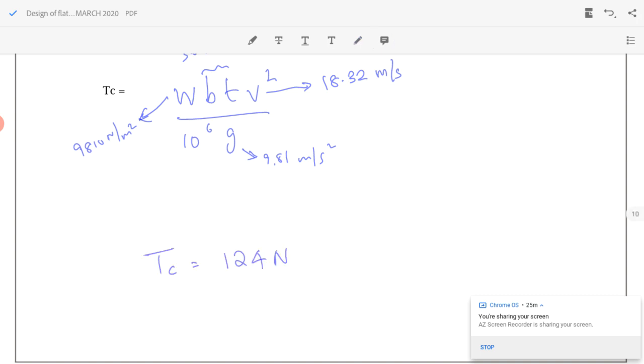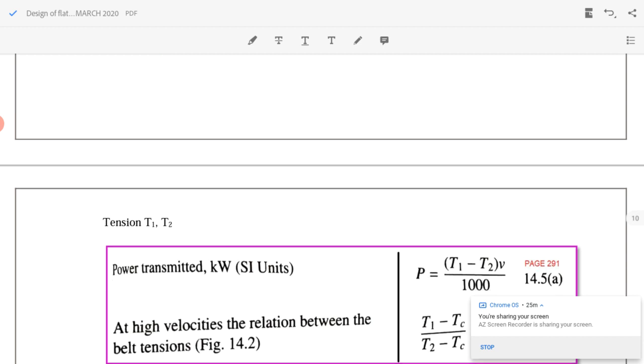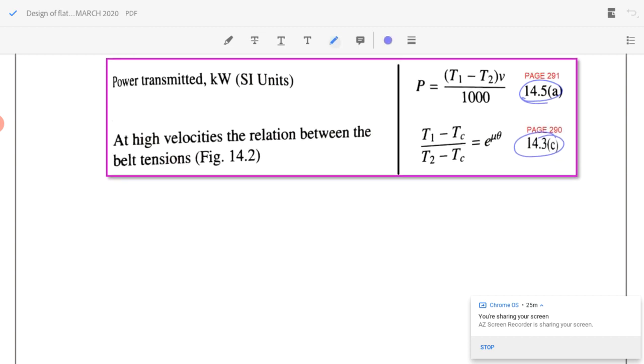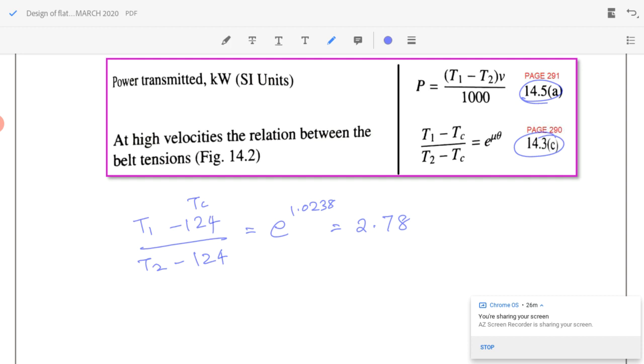Now we need to find the maximum and minimum tension, that is tight side tension and slack side tension. To find T1 and T2, we have these two equations. Power equal to T1 minus T2 into V, and the ratio equation. Here we have two unknowns, T1 and T2. So we can substitute in these equations. In the second equation, I can write T1 minus 124, that is Tc, by T2 minus 124 equal to e raised to mu theta, 1.0238, equal to 2.78.